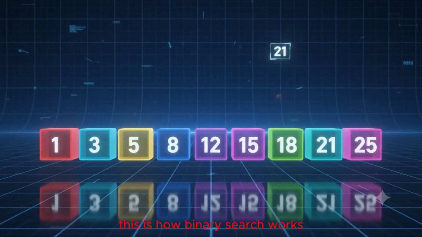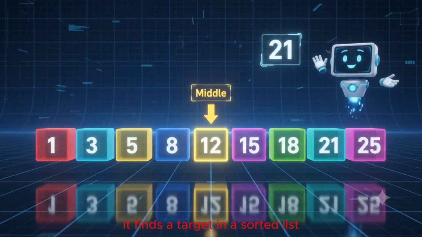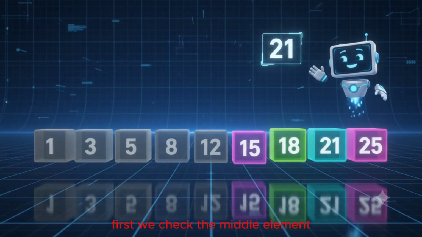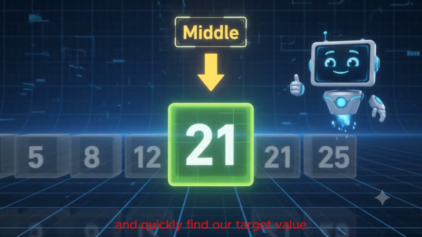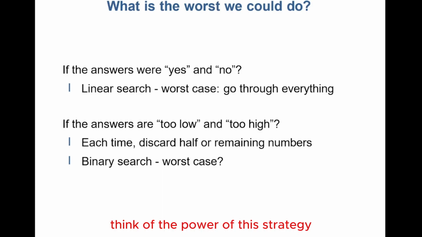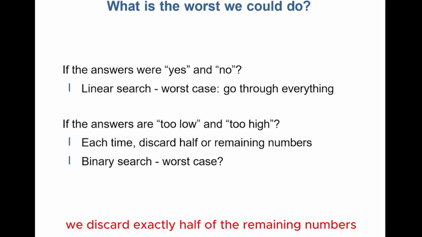This is how binary search works. It finds a target in a sorted list. First, we check the middle element. We eliminate the half we don't need, and quickly find our target value. Think of the power of this strategy. Every time the loop runs, we discard exactly half of the remaining numbers.